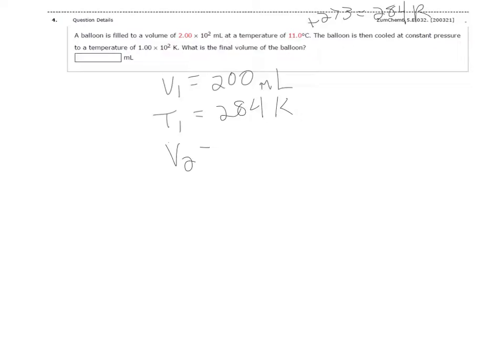The final volume is what they're asking us to find, so put a question mark for that one. And the final temperature, they did give that to us in Kelvin, 1.00 times 10 to the second. Let's jot that down as 100. Charles's law, V1 over T1 equals V2 over T2. Keep in mind that in order for Charles's law to work, constant pressure must be assumed. And we can usually assume that unless they tell us otherwise in the problem.